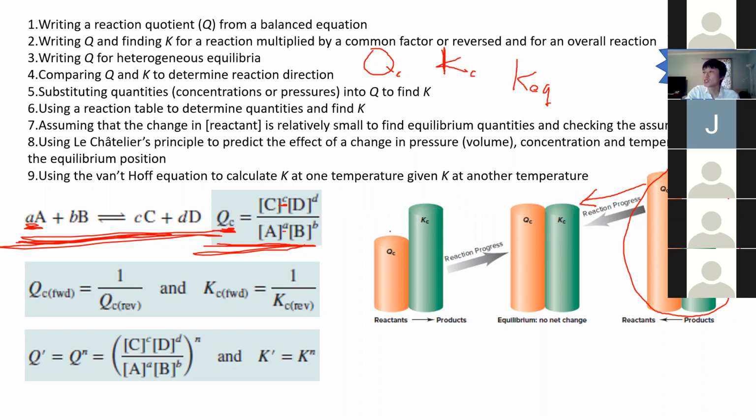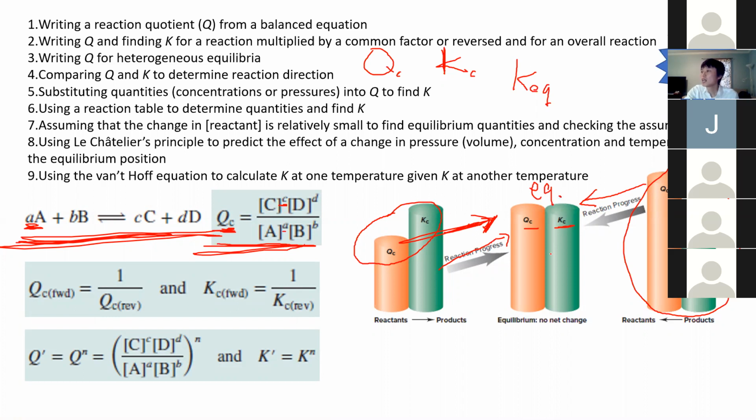When Qc is less than Kc, that means the reaction is not complete yet, or it hasn't reached equilibrium yet. More reactants will react and produce more products until it reaches equilibrium, so the reaction proceeds to the right. When Qc and Kc are equal, that means the reaction is at equilibrium.